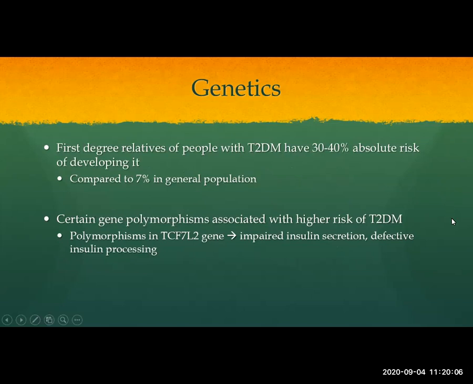They have found certain gene polymorphisms that are associated with developing type 2. One of them is this gene. You don't need to know this specifically, but it's just an example of a gene that's known to be associated with impaired insulin secretion and defective insulin processing. But they still don't quite have a great understanding of which genes are associated with this.